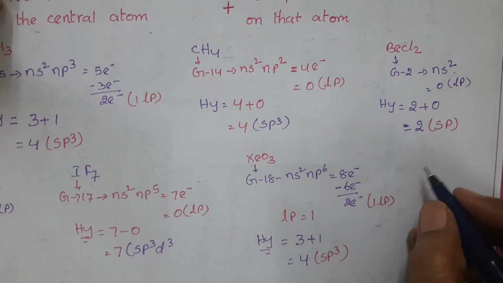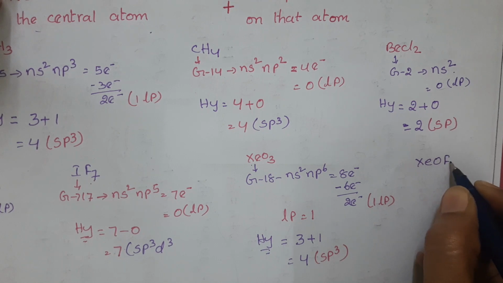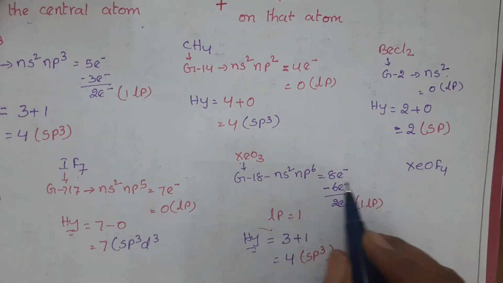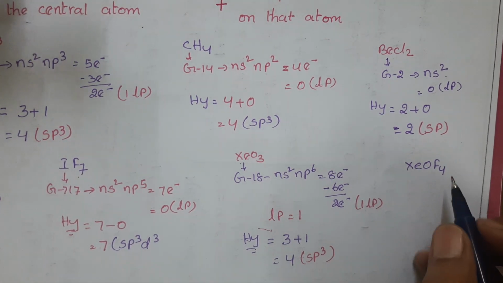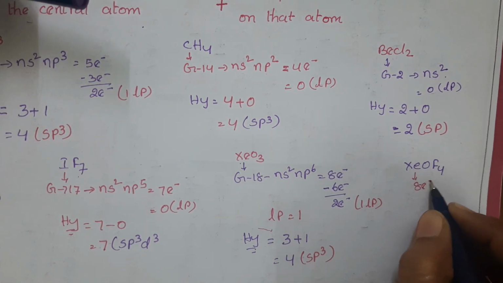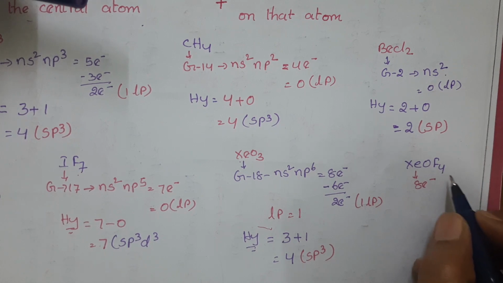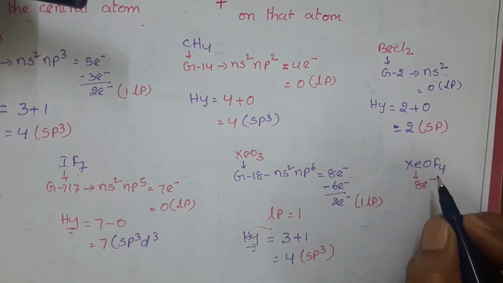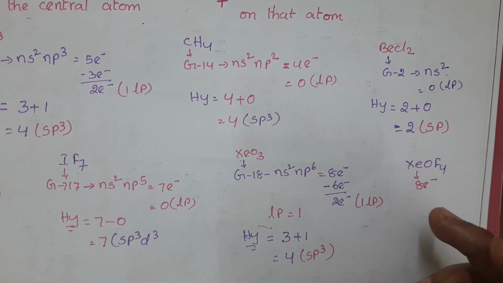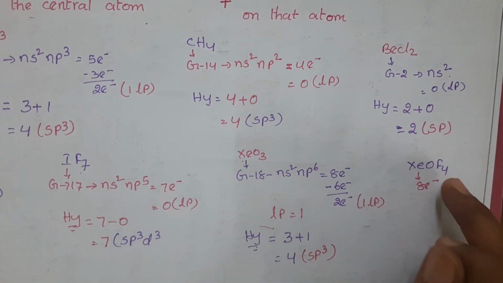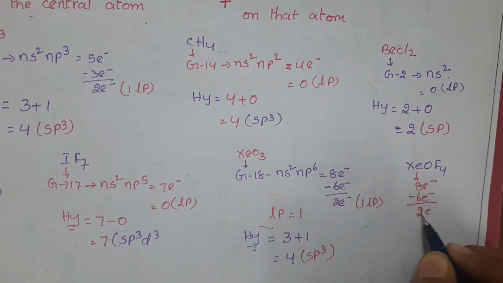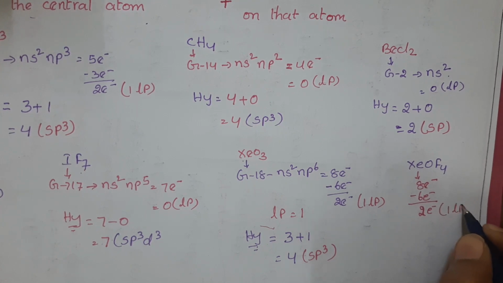One more example is XeOF4. Here also xenon is in the 18th group with 8 valence electrons. Fluorine forms 4 bonds, which is 4 electrons, and oxygen forms 2 bonds with xenon, one sigma bond and one pi bond, which is 2 electrons. So 4 plus 2, 6 electrons are utilized, and only 2 electrons remain. That is 1 lone pair.